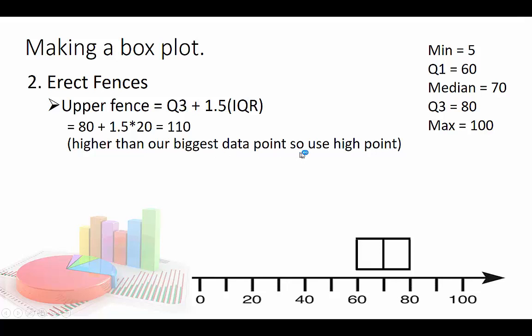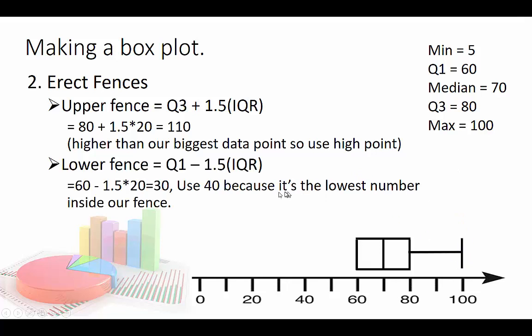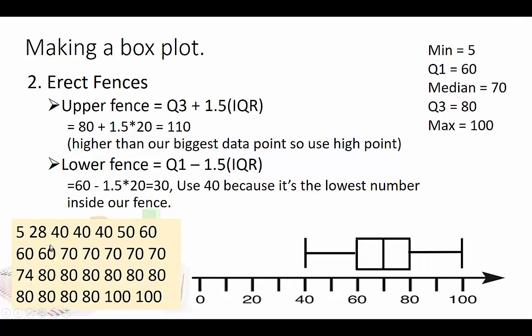It's higher than our biggest data point, so we're going to use the highest data point that falls inside of the fence, and that's 100. Then we do our lower fence. That's Q1, which is 60, minus 1.5 times 20, so 60 minus 30 is 30. I'm going to use 40 because it's the lowest number inside of our fence here. So you can see that I don't use 28 because it's outside of the fence, but I will use 40.